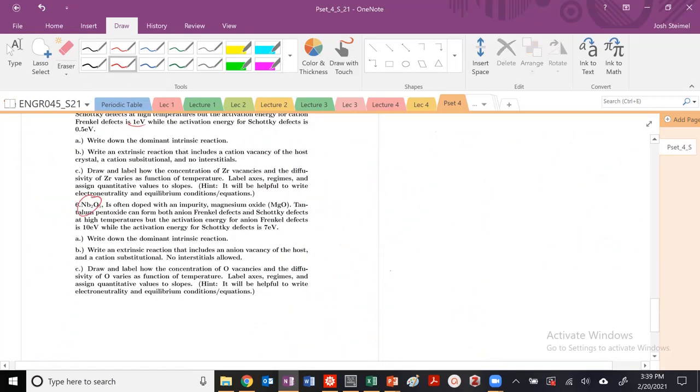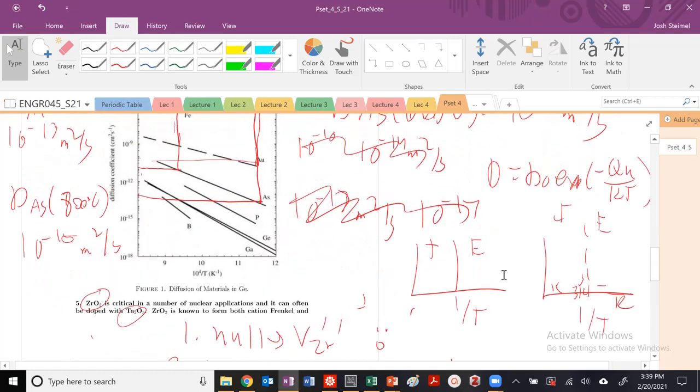Niobium, my host, is doped with impurity MgO. Frenkel and Schottky defects. Frenkel is this. Activation at Schottky is lower, so that's going to be my dominant reaction here. I need the concentration of oxygen vacancies and the diffusivity of oxygen. So I need to now plot the log of vacancies in oxygen, which is 1, 2, here and here. So 2, and then have the diffusivity of oxygen, the log. So that's the key part of this problem.